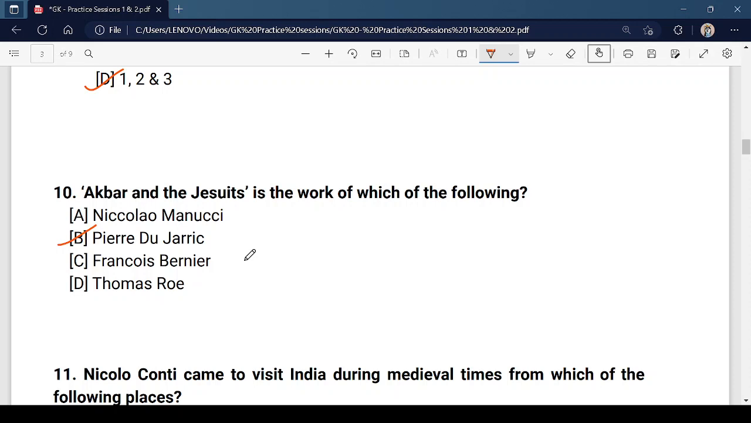So he has done this work, translation, and compiled this account of the Jesuit mission to Akbar into Akbar and the Jesuits. It was published in 1608 or around that time period. A Jesuit is a member of the Society of Jesus, a religious order of the Catholic Church, as you all know, the main Catholic Church headquartered in Rome. That is the right answer.